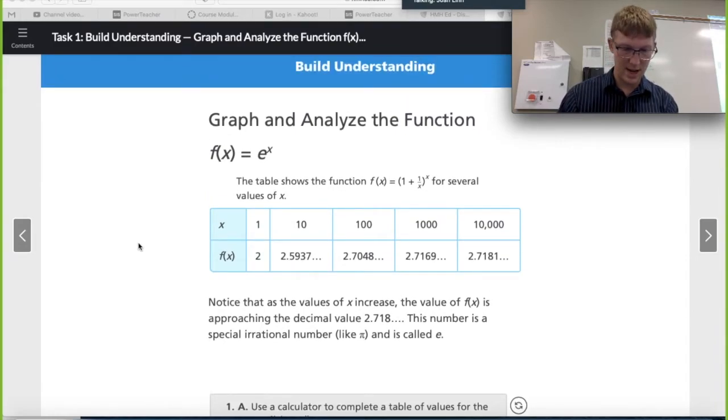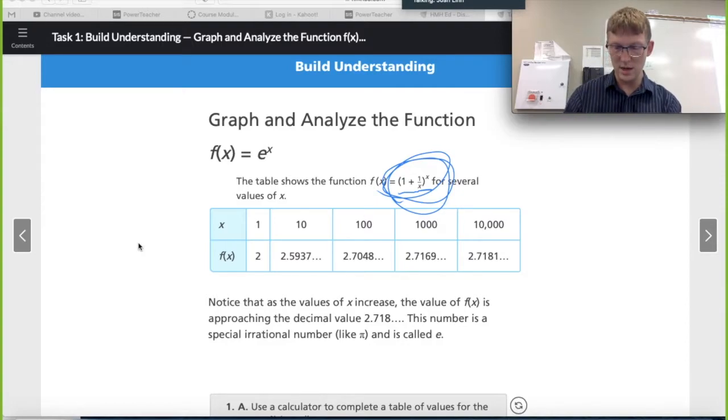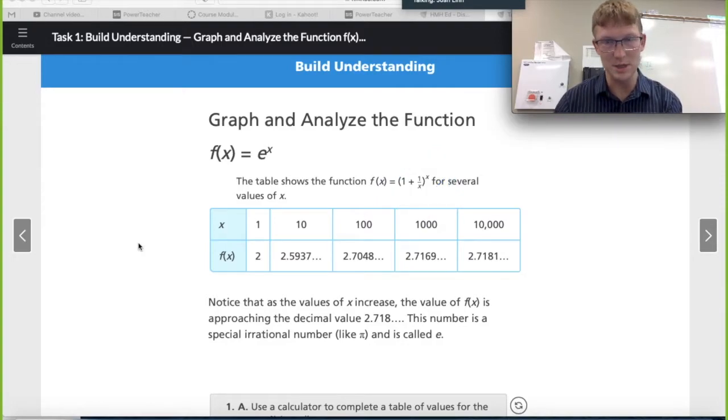And what they're actually doing, where'd my pencil go? There we go. The table shows the function (1 + 1/x)^x. So that is kind of the definition of e. This ends up getting simplified into a number, but this is kind of where it comes from, because we needed a way to describe some of these relationships. And so let's see here.